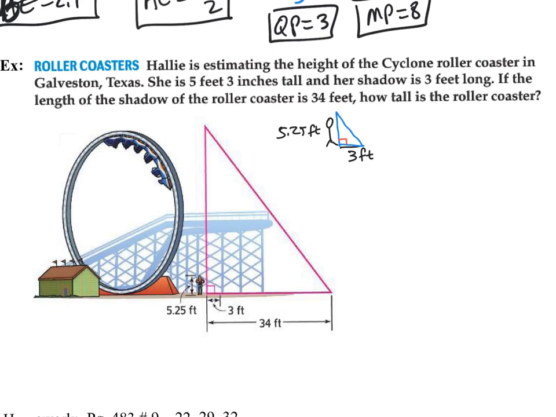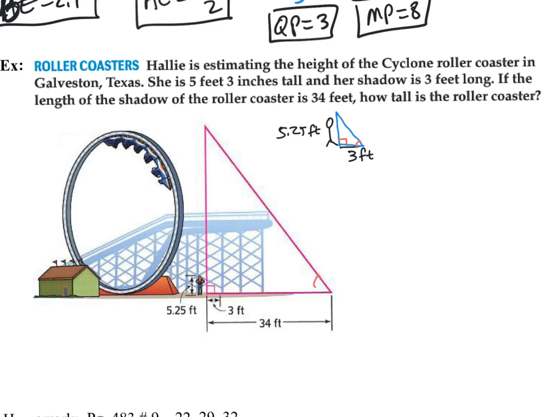5.25 feet tall. So these two triangles would be similar. Remember, when they were put together, they share this right angle. And in addition, the same sun is shining on both the roller coaster and Hallie. So we'll talk more about this later. This is called an angle of elevation. These angles would be congruent, so that would be enough to guarantee that the big triangle is similar to the small triangle.